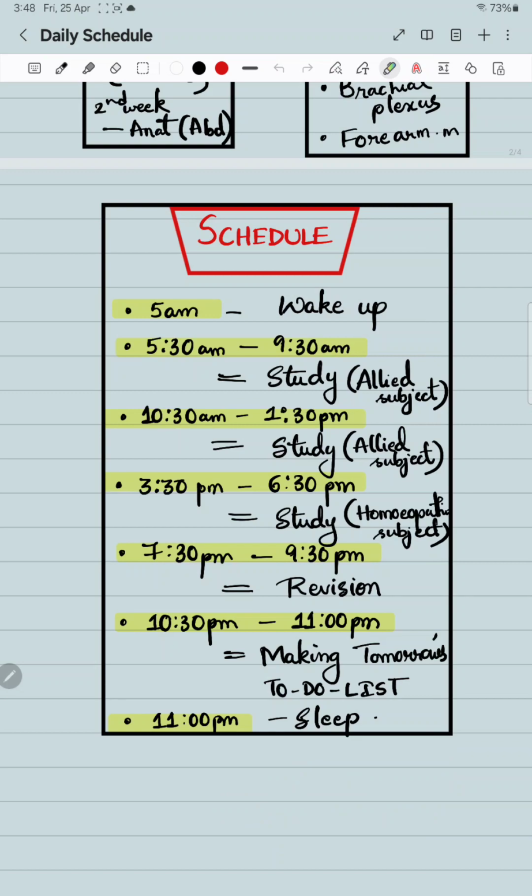Because there are only 3 subjects, you have to make sure you give time to one of the homeopathic subjects in a day, and then having a break again, from 7:30 to 9:30 I'll make sure I revise for the day. This is the key point for the preparation, revision. Okay, revision, the more you revise, the more you can be in the game.